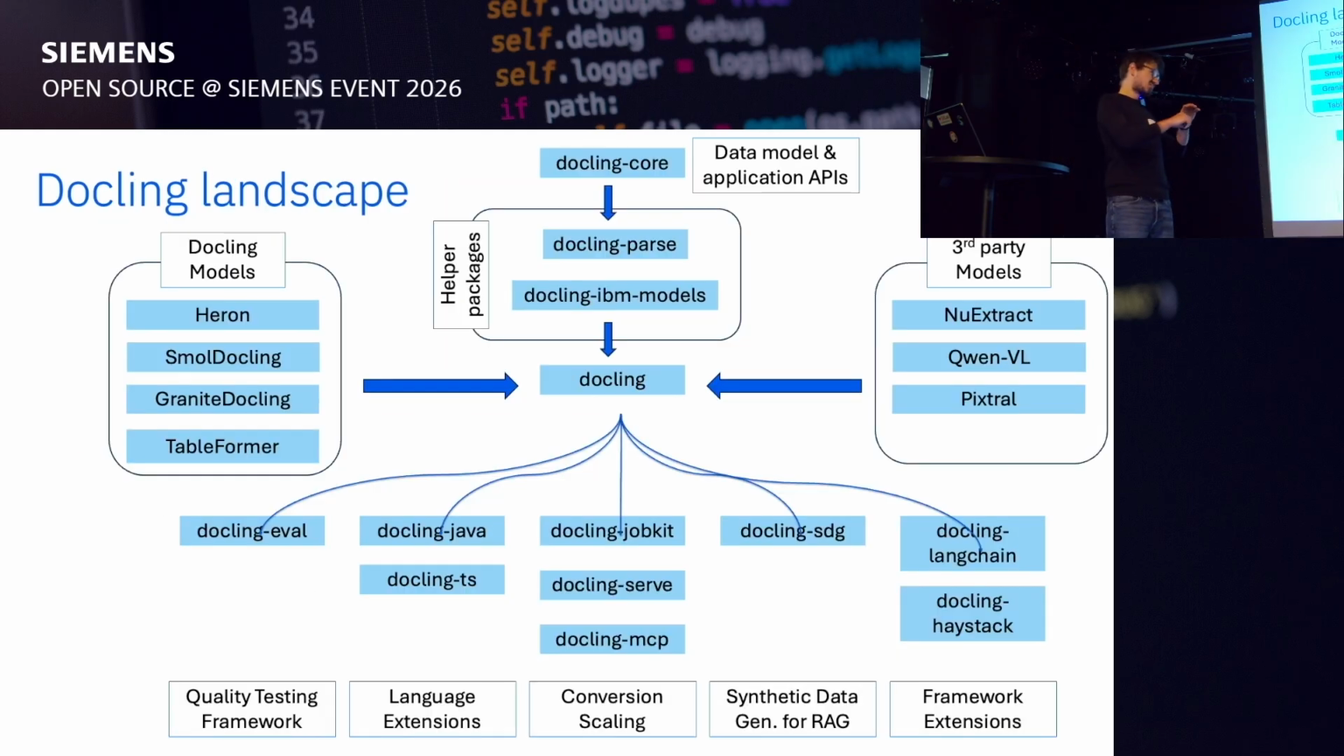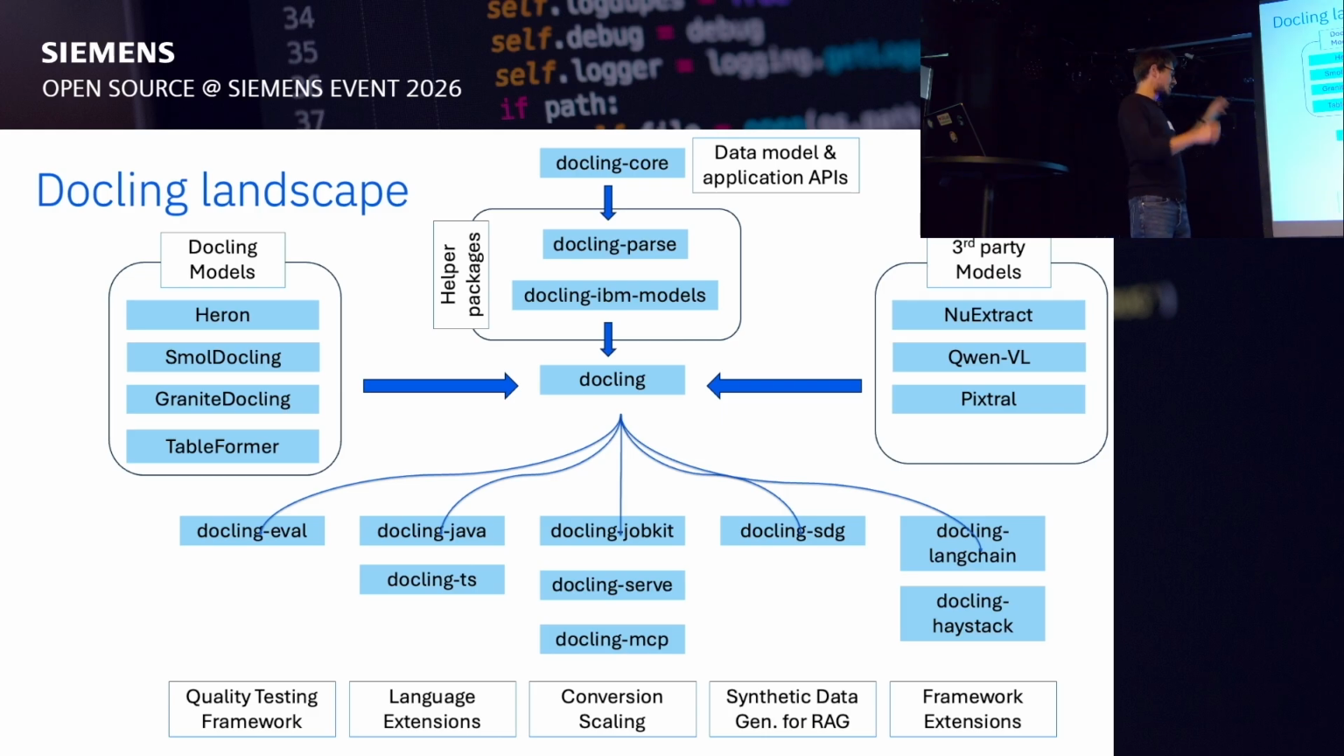Just a picture of the different components that we have in our internal ecosystem. When we say Docling, it can mean many different things. For example, what you see on the top is Docling core, the data model, the application API, where I'm driving a lot of these aspects. We have the conversion, and we have different repositories essentially that address different aspects of this whole ecosystem.